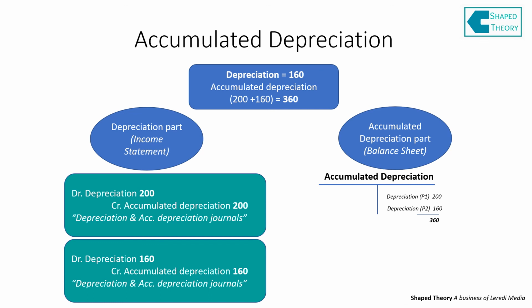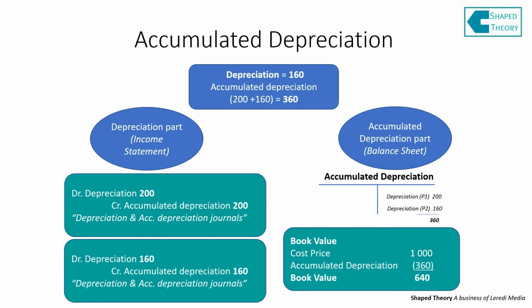If we had to calculate the book value of the asset, we will say the cost price less the accumulated depreciation that we have calculated above, which will give us the book value amount of 640 at the end of period 2 or year 2 as shown in the slide.